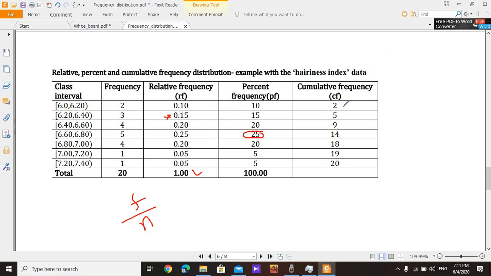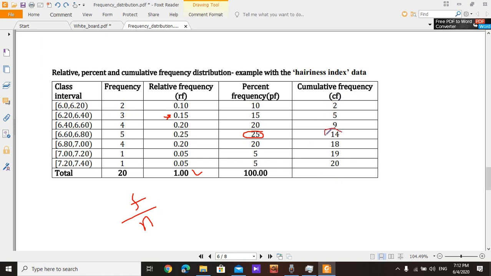Finally we see how to calculate cumulative frequency, which is denoted by CF. In the first interval we have f equal to 2, and in the second interval we have frequency 3. If we add 2 and 3 we have 5. Then if we add 5 and 4, we have 9. Adding 9 and 5 we have 14. Adding 14 and 4 we have 18, and so on. So we understand how we get cumulative frequency.